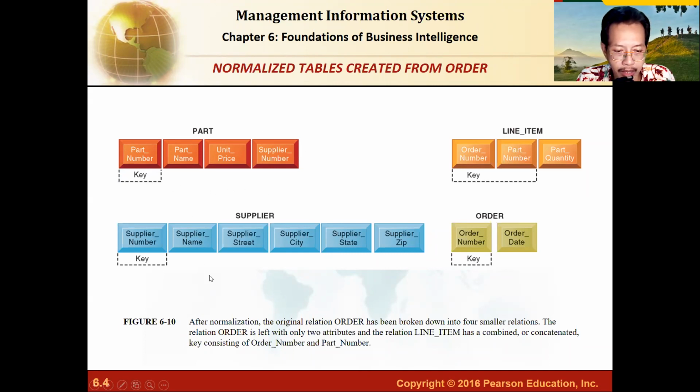The supplier table also has a key here. The supplier number is the key field or primary key. Line item also has a key field. Actually, it has two. It has a primary key, and it could have a primary key or a foreign key. Now, in this case, it seems that both of them are foreign keys. Okay. And you have an order table with order number as the key field.